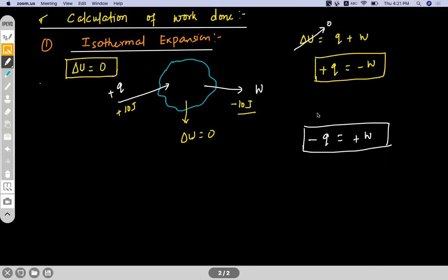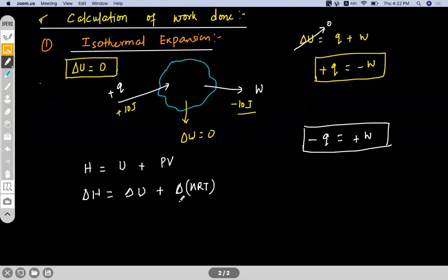Okay, now this is one thing. Now, one more relation we are going to understand over here. We have discussed the relation of enthalpy, H is equal to U plus PV. This is the mathematical definition of enthalpy, correct? So delta H is equal to delta U plus delta nRT. Here we are considering the same number of moles. Temperature is changing over here, so delta T won't be zero here.